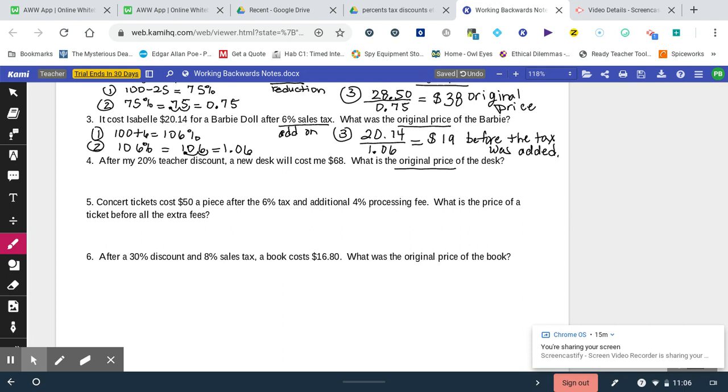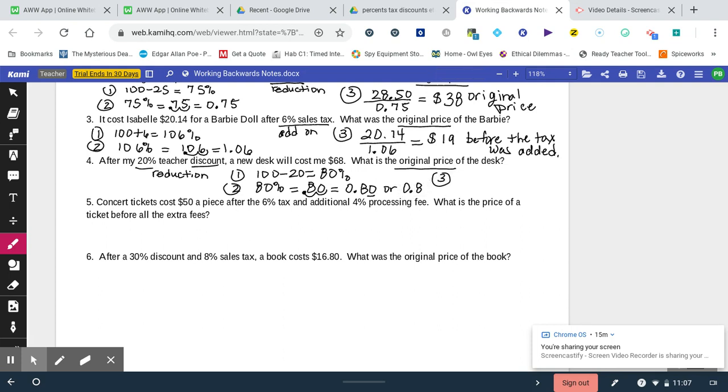So if your discount is a reduction, that means after they reduced it by some amount, it was $68. So since it's a reduction, I'm going to subtract the 20 from 100, which is 80%. Basically, I'm going to pay for 80% for the desk. All right. So I'm going to take that 80%. I'm going to drop the percent sign and move the decimal 2 places to the left, which puts me at 80 hundredths. Or I can drop this 0 and write 8 tenths.